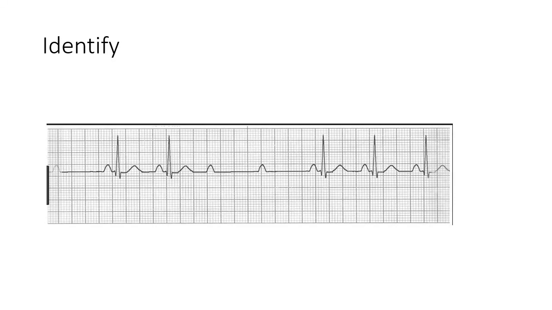There are some QRSs that are dropped, but the PR intervals look consistent. Ah, we'll go with second degree type 2. Look at that. Yeah, you're exactly right. What's the big problem that we would be concerned about with a patient with a second degree type 2 rhythm?